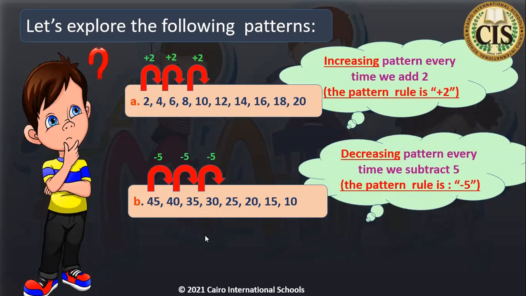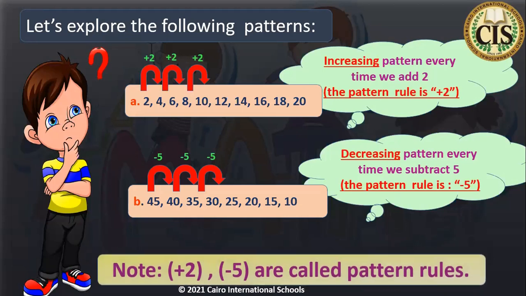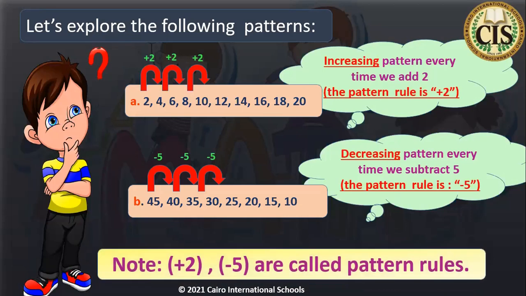Okay? Yeah, Farida, it's minus 5, not 5. 5 means we are adding 5, so it's minus 5. Because numbers are getting decreased. So what are the pattern rules? Plus 2 in the first pattern is the pattern rule because each time we are adding 2. While the pattern rule for the second question is minus 5. Each time we are subtracting 5.